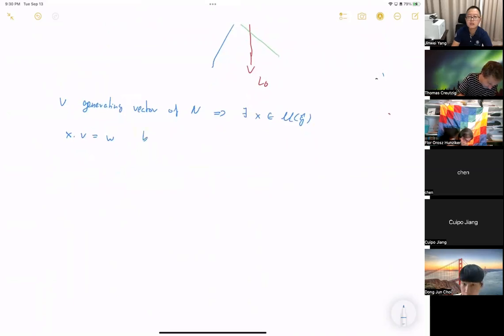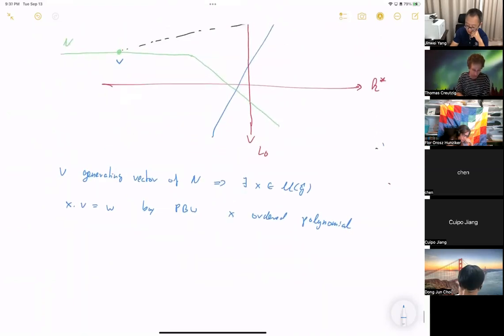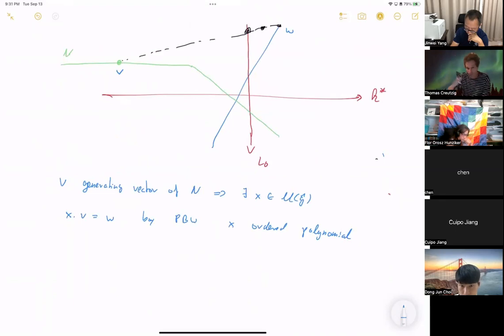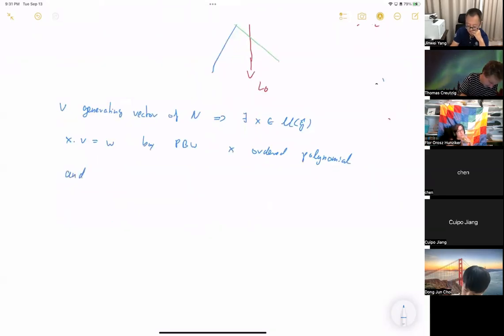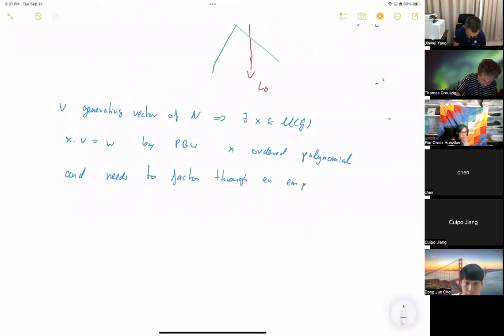And now we have PBW. That means we can write X as an ordered polynomial with respect to the usual ordering. In particular, modes that lower conformal weight are to the right of modes that don't do that. Of course, depending on your modules, but very often it will happen that such a map needs to factor through an empty space, which is an impossibility and which tells you that such an extension can't exist.